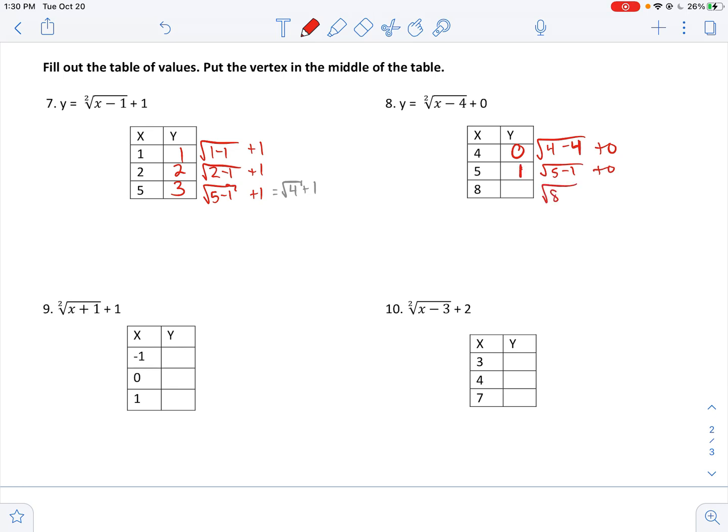And here I've got 8 minus 4 plus 0. That would just be the square root of 4 plus 0. And be careful, a lot of people want to put 4 here. You got to take your square root.